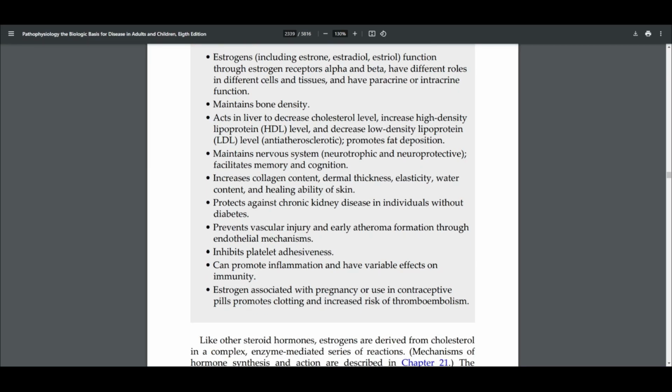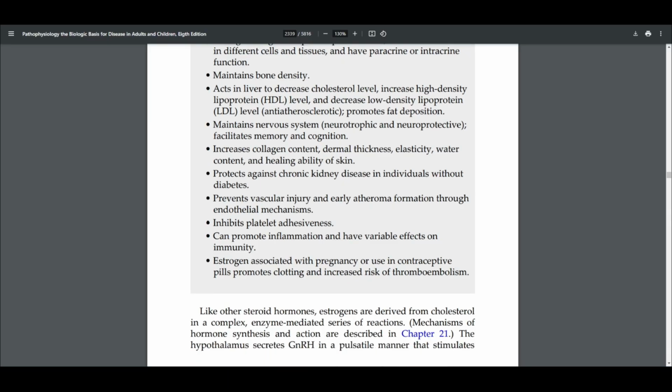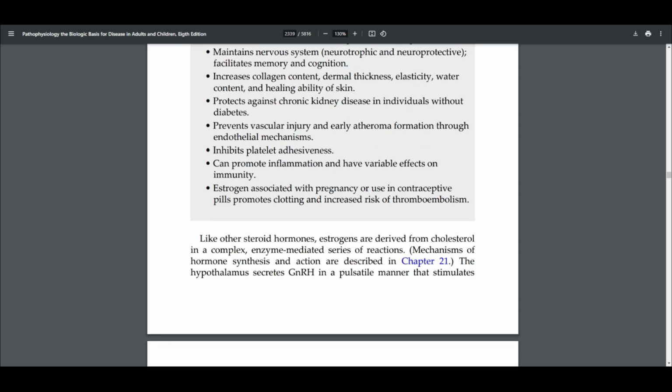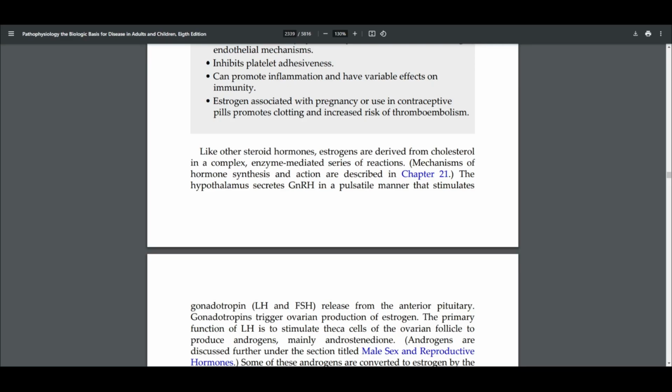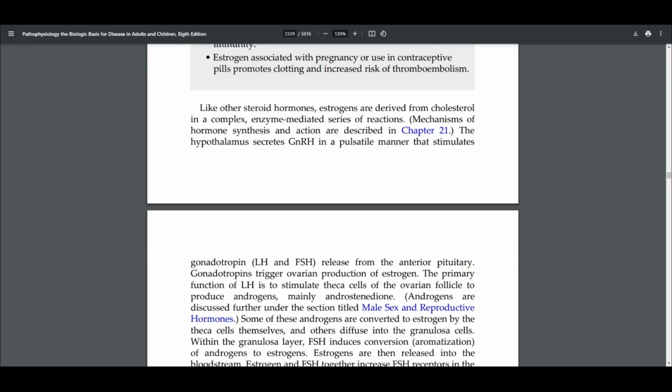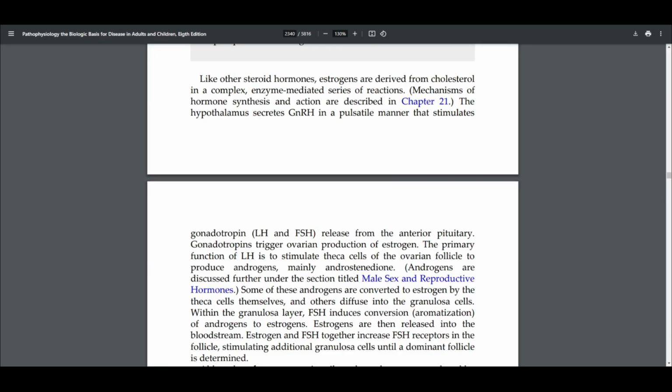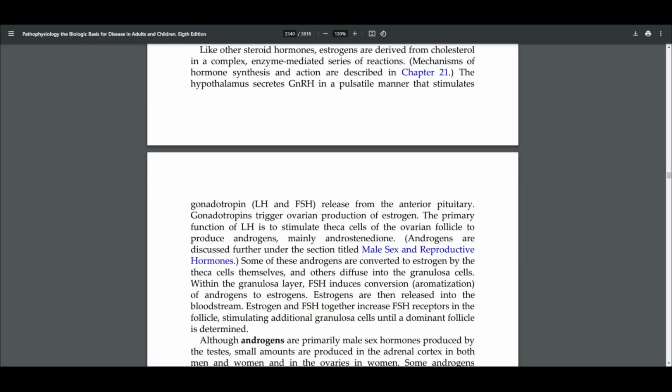Like other steroid hormones, estrogens are derived from cholesterol in a complex enzyme-mediated series of reactions. The hypothalamus secretes GnRH in a pulsatile manner that stimulates gonadotropin release from the anterior pituitary. Gonadotropins trigger ovarian production of estrogen. The primary function of luteinizing hormone is to stimulate theca cells of the ovarian follicle to produce androgens, mainly androstenedione.